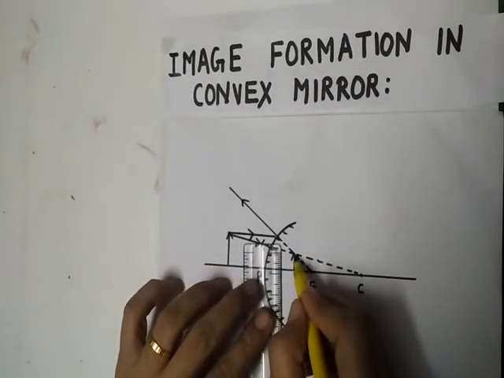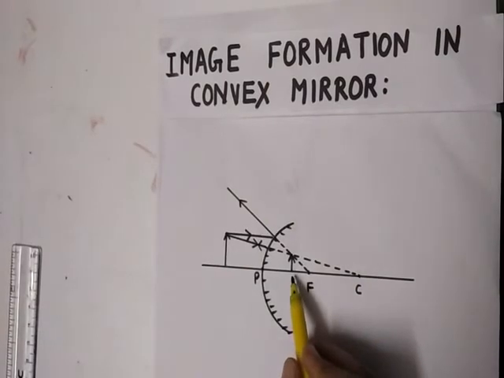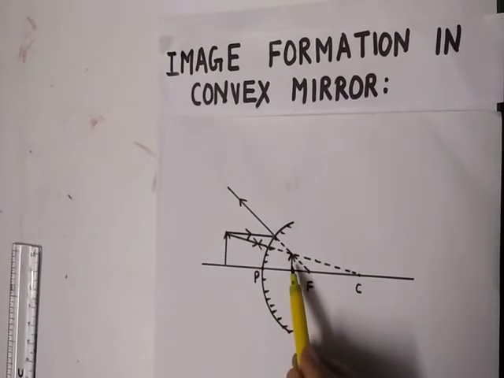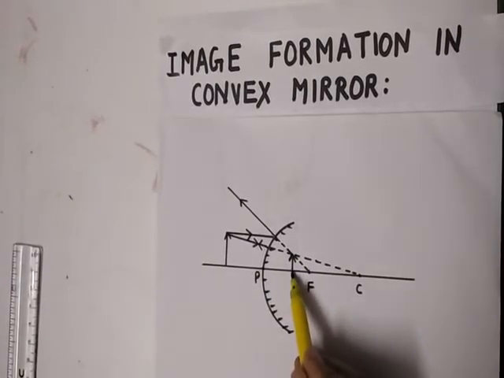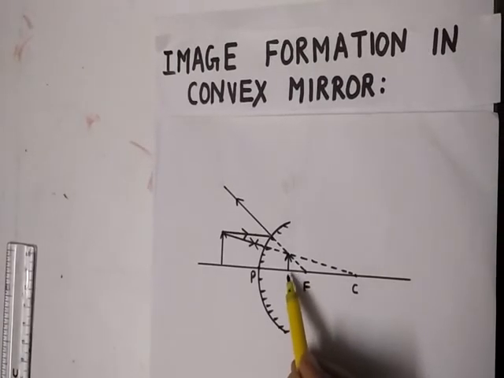And so virtual erect image is formed, because in this case the rays are not actually meeting. They are just appearing to meet. So the image formed is upright image. You can see this is upright. And this kind of image is called virtual erect image.